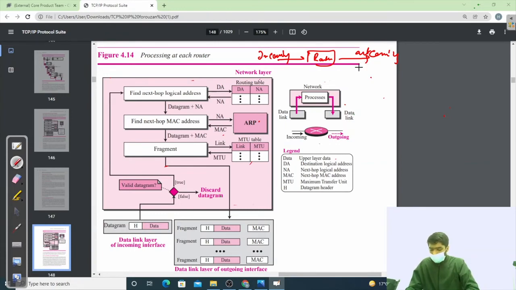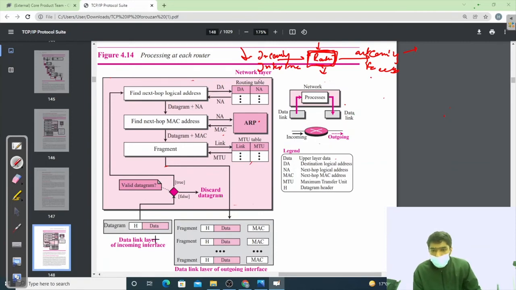Incoming and outgoing interface. This is the data link layer of the incoming side, and this is the data link layer of the outgoing side. So the network layer provides the datagram to the data link, and the data link sends it to the router with the help of the network, and this router sends it to the receivers. So the router's work is like an intermediate. So what are the functionalities at the router?